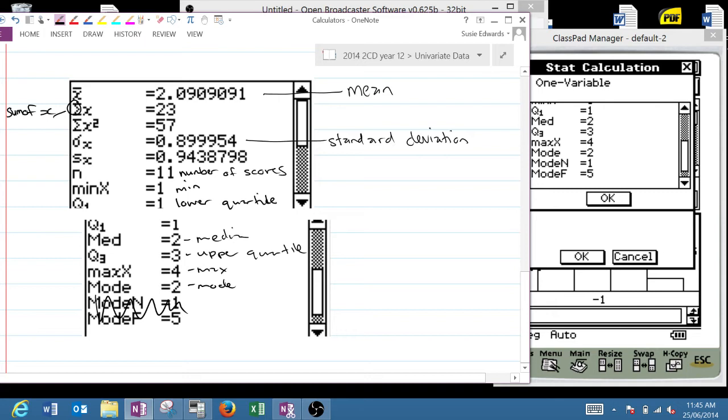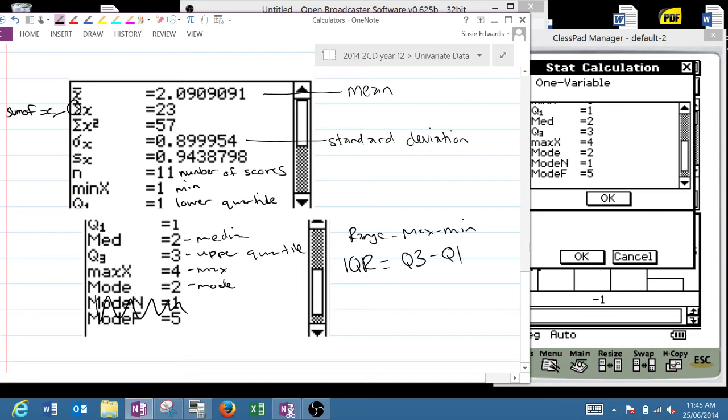It doesn't tell you the range, but how do you find the range? Max take min, and it doesn't tell you interquartile range, but that's just Q3 take Q1. Okay, so it does tell you all the information for you to be able to find those things. Any questions?